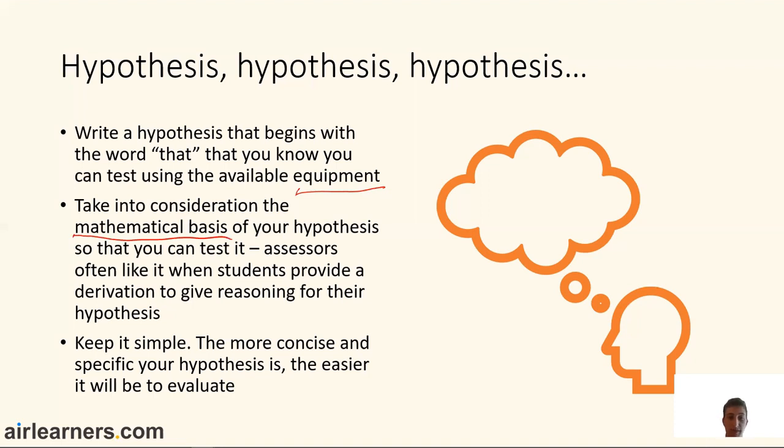Then the last point is keep it simple. The more concise and specific your hypothesis is, the easier it will be to evaluate, and that's true for anything really. The more simple it is, the easier it is to analyse. Area of Study 3 specifically gives students a lot of opportunities to experiment. So motion-based hypotheses tend to work very well, more than, for instance, experiments that involve light or sound or heat. You can use the knowledge that you have from Area of Study 3 to formulate good hypotheses.